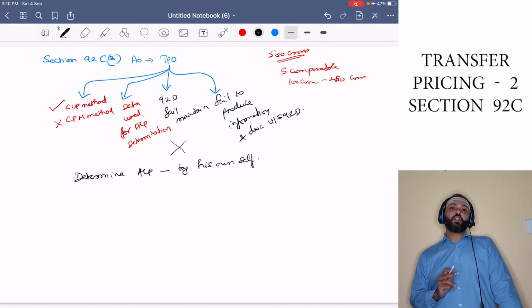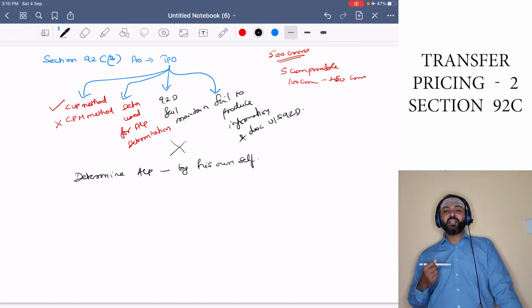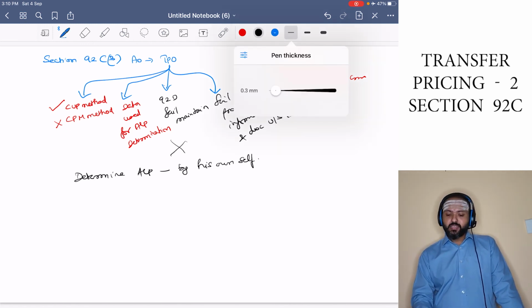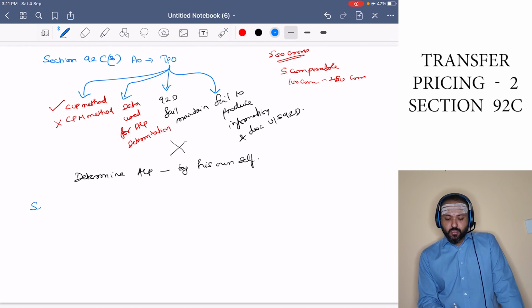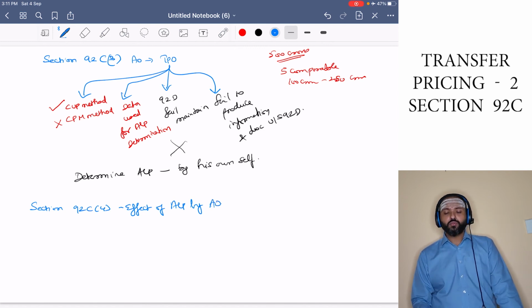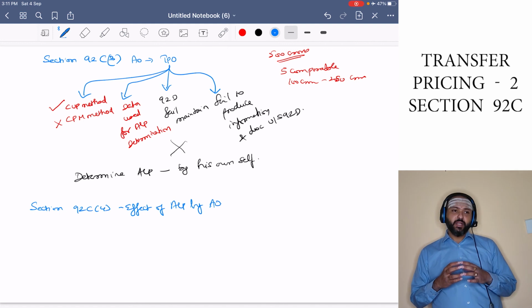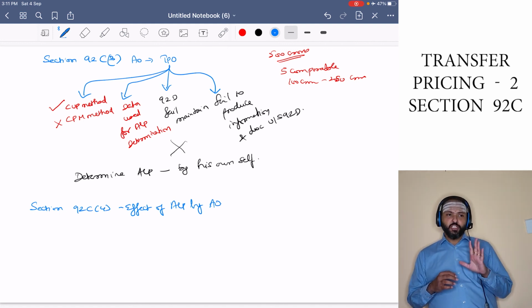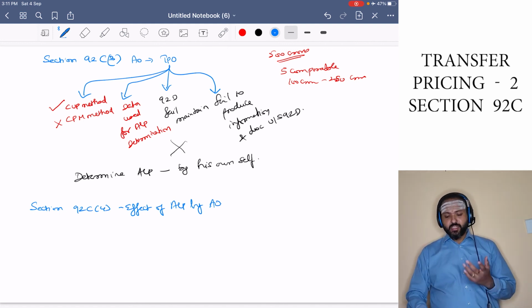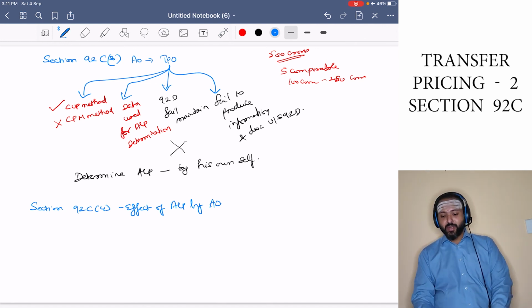So what is this section talking about? Cases where AO will determine the arm's length price by himself. Last section for the day, section 92C4. Effect of ALP determined by AO. Now, if the AO is going to determine the arm's length price, what is going to be the consequence? Let us take an example so that the understanding will be far better.